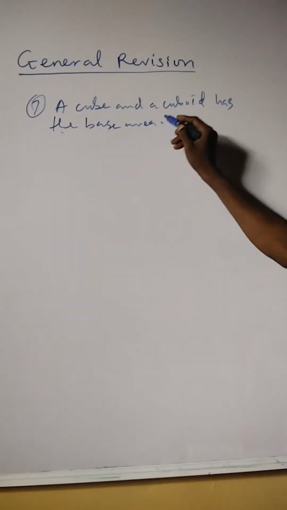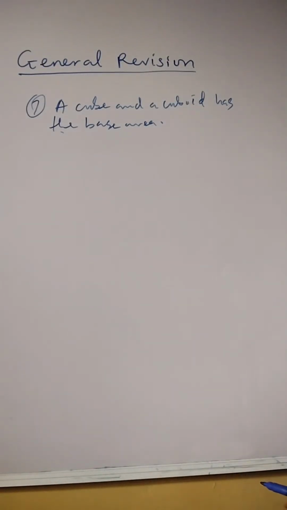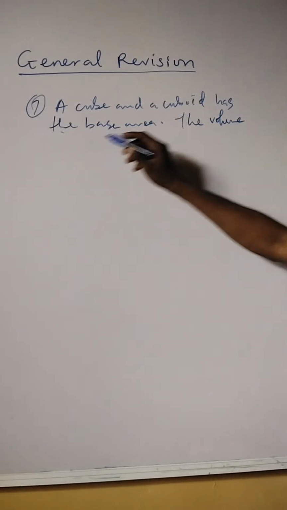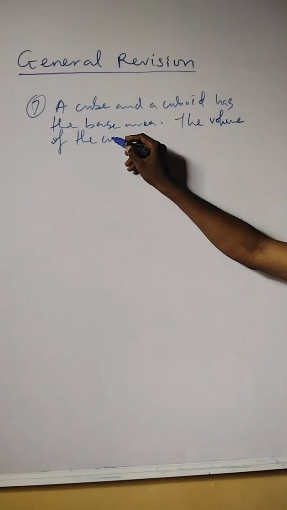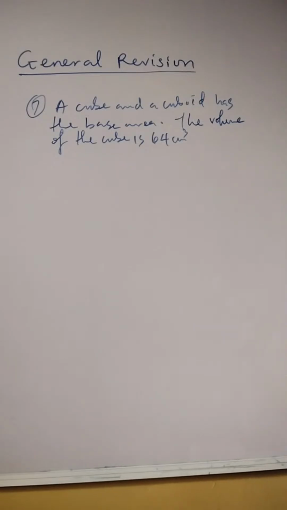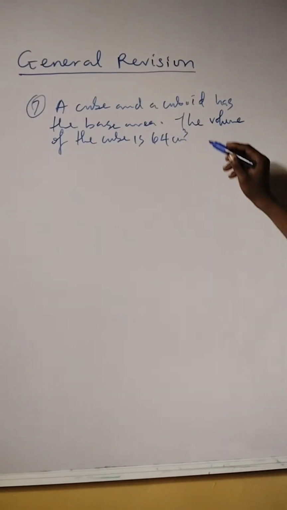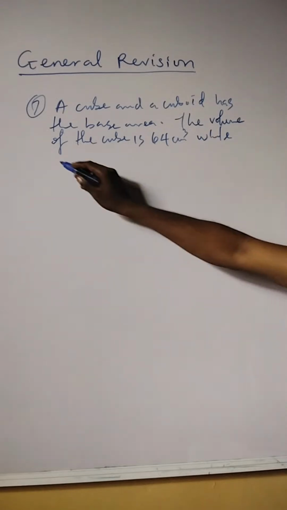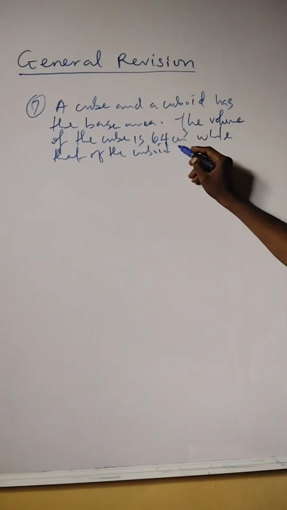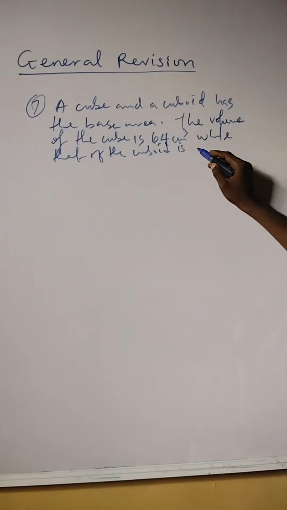Full stop. The volume of the cube is 64 centimeter cube, while that of the keyboard is 80 centimeter cube.